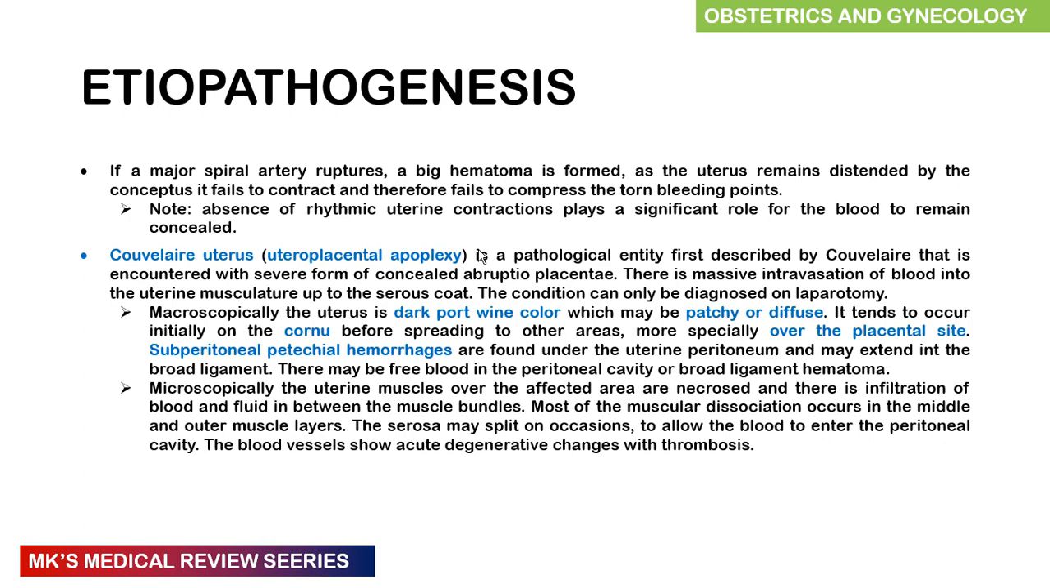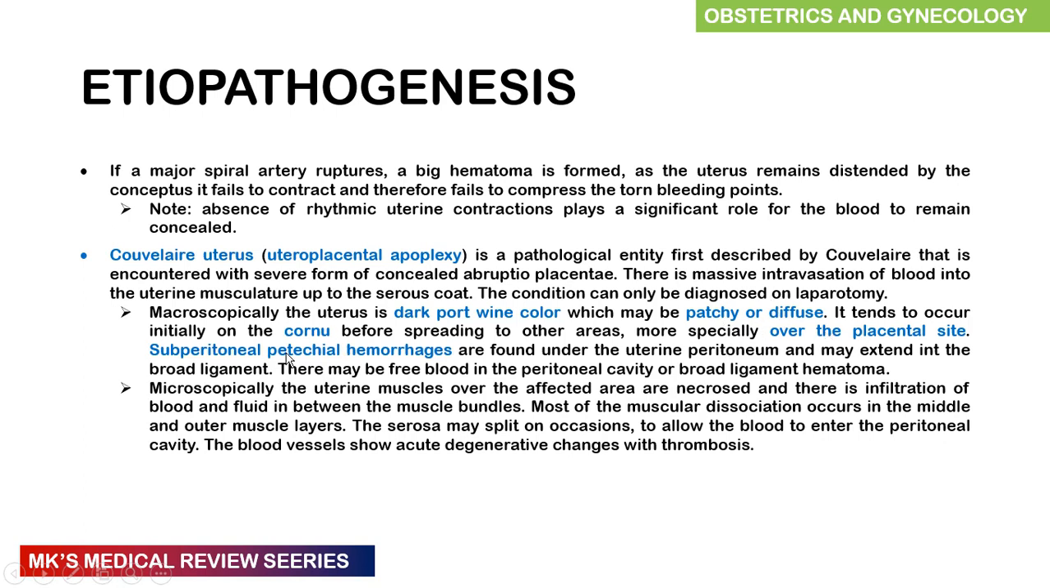So macroscopically, it's going to appear like a dark port wine color. And of course, this may be in patches or it may be a significant area of the uterus. And of course, it tends to be initially on the cornu before it spreads to other areas and more especially over the placental site.